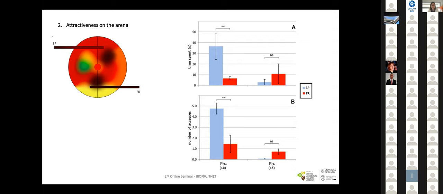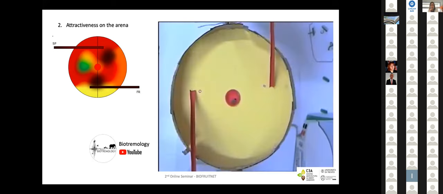Even though the gradient of intensity is not very clear, at least for us looking at this picture, the ability of the male to find the right exit way, the one with the playback, was very high. Both looking at the number of times the male chose it, so going to the right exit way, but also the time spent to reach it. And here there is a video.